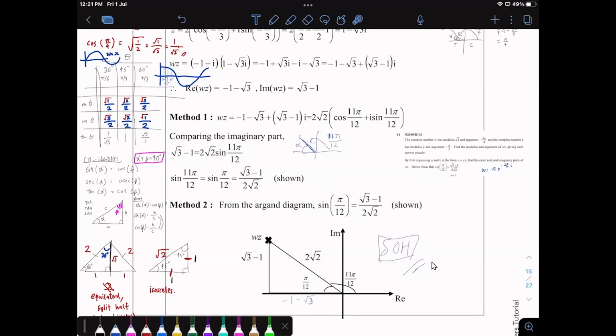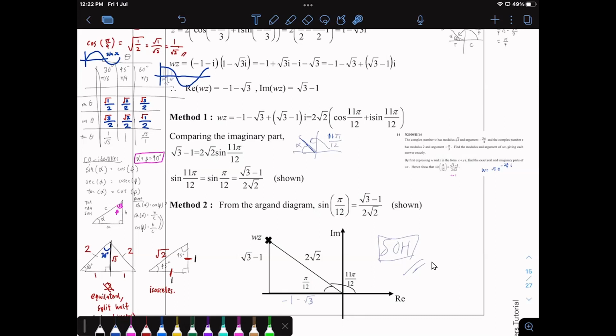You can verify with a calculator. Root 3 minus 1 divided by 2 root 2. You will get 0.258819045 according to my calculator. Sine pi by 12, you can also calculate it equivalently. Just make sure your calculator is in radian mode.